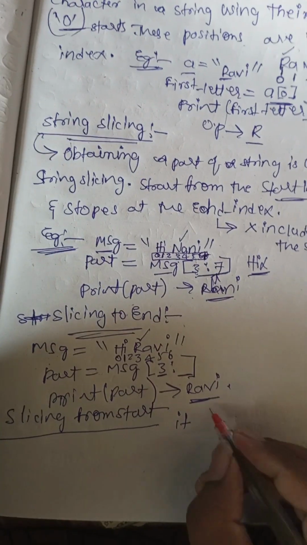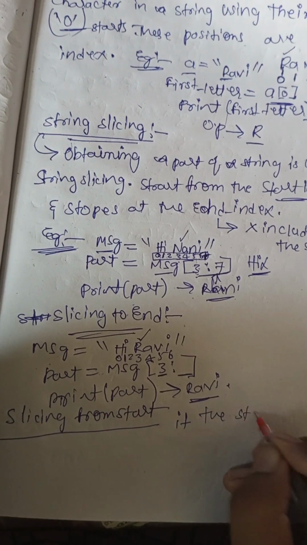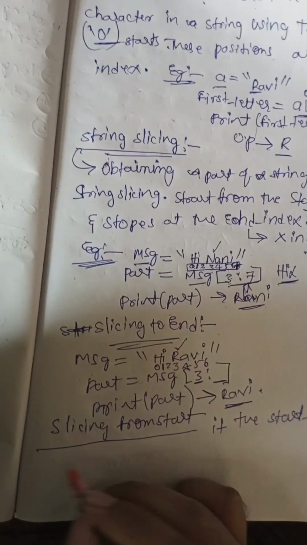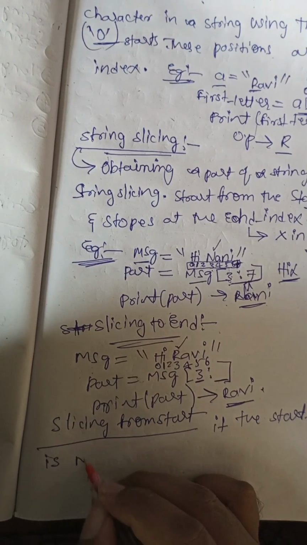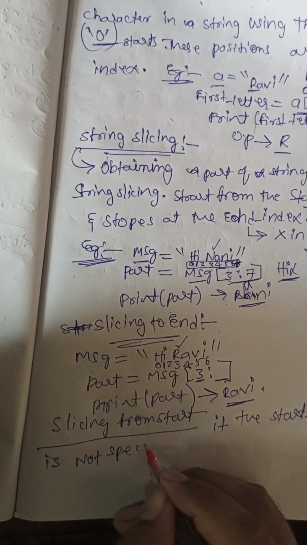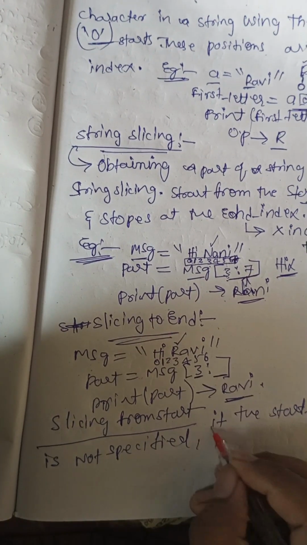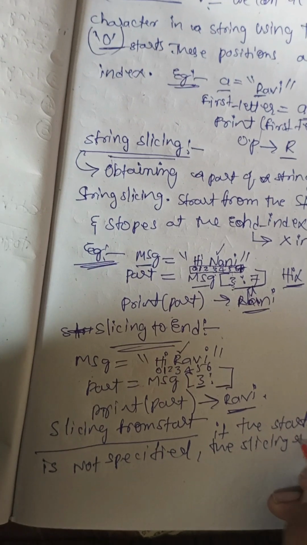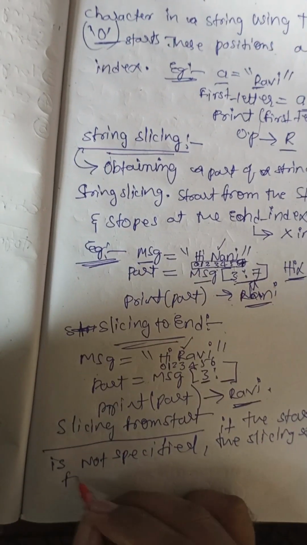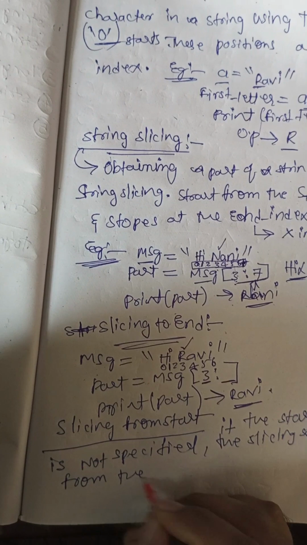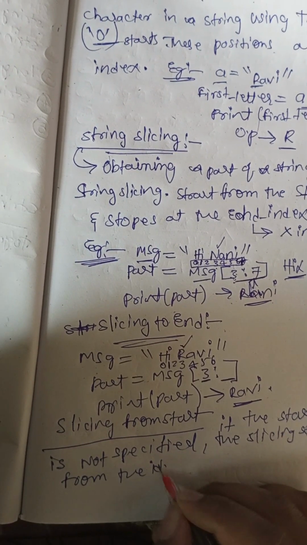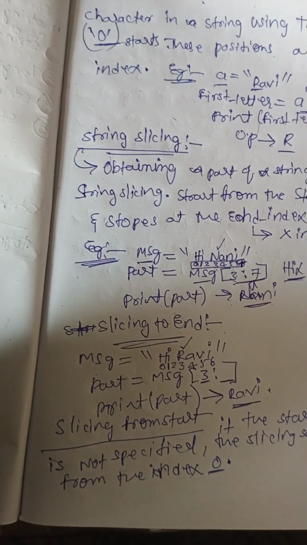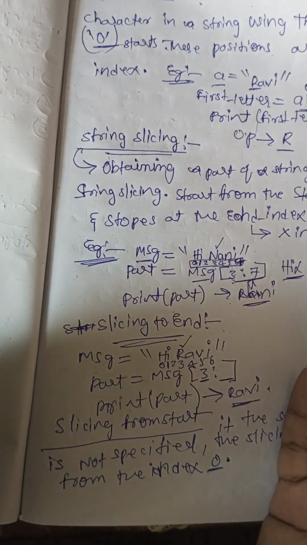If the start index is not specified, the slicing starts from the index 0. This is known as slicing from the start.